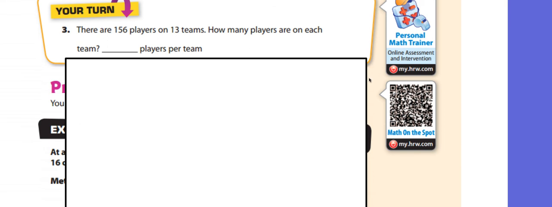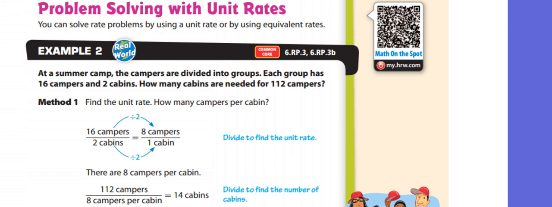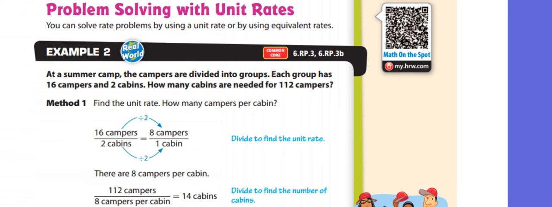Okay, let us check out a word problem. The title is Problem Solving with Unit Rates. You can solve rate problems by using a unit rate or by using equivalent rates. So example 2, I'm going to point out to you, and I hate to overcomplicate things, but I'm going to point out to you that this question here, I'll highlight the question as I read it. And I'm going to point out to you there's 2 ways to solve. I'm going to show you both, and there's opportunities to use each of these. And they should make sense mathematically, so I hope it doesn't stress you out that there's 2 methods.